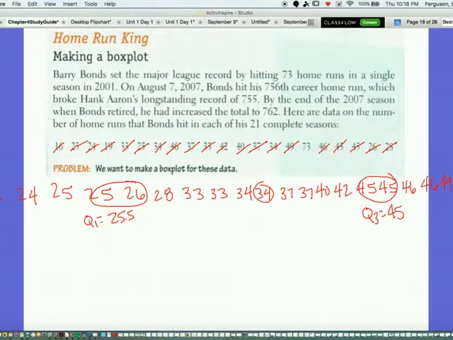All right, I also have to have my minimum. My minimum is my smallest number, which in this case is 16, and my maximum, which in this case is 73. So now I have, this is also my median. I have my minimum, my Q1, my median, my Q3, and my maximum, which make up my 5-number summary.